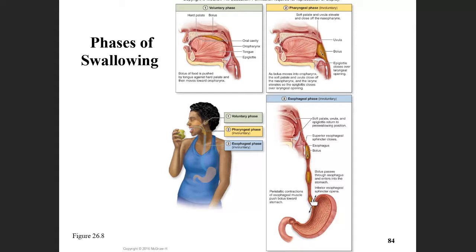It's like knocking at the door. When the bolus knocks on the sphincter, it becomes stimulated, it opens and helps the bolus to come to the stomach. We call it the esophageal phase. In a normal situation, after the bolus comes to the stomach, this sphincter should completely close so that we don't have any backflow or any regurgitation from the stomach to the esophagus. So you see the different steps of swallowing.